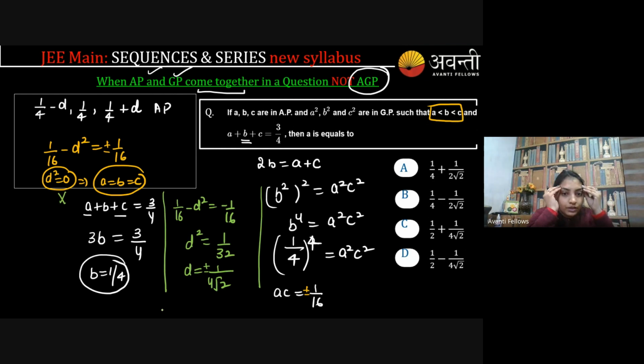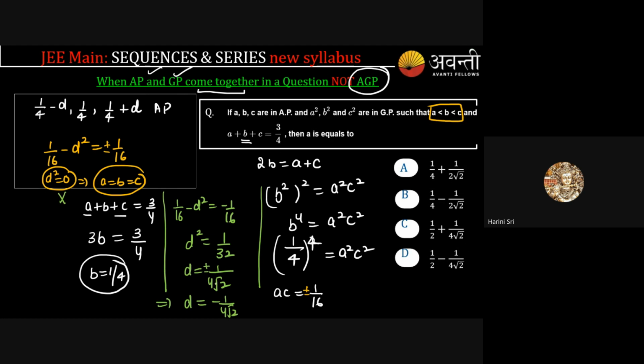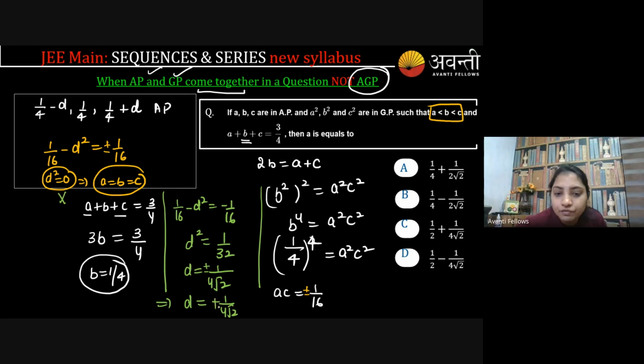So D must be equals to plus minus 1 upon 4 root 2. Now you just need to think that should I take positive, should I take negative? If you take D negative, then your A will be greater than B. That will not be satisfied by the equation. So again, what I need to do? D should be plus 1 upon 4 root 2, because if positive D is there, then this term will be less than 1 upon 4, then the next term will be greater than 1 upon 4, right?